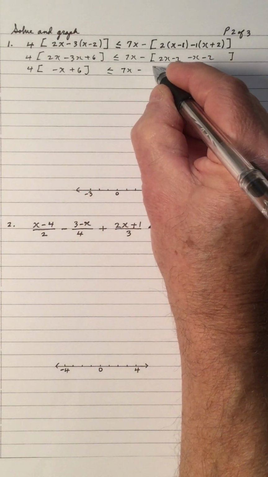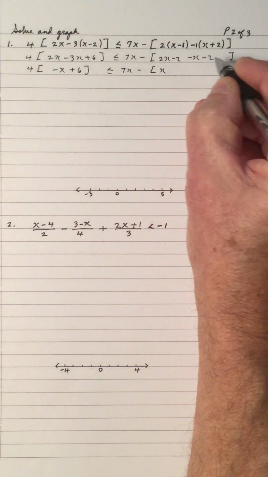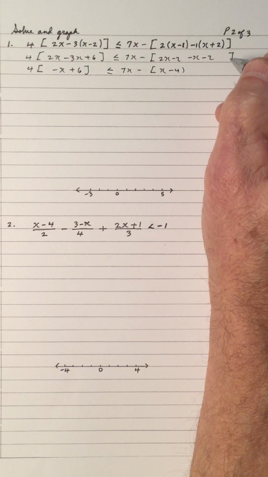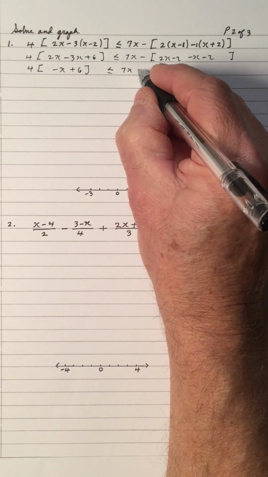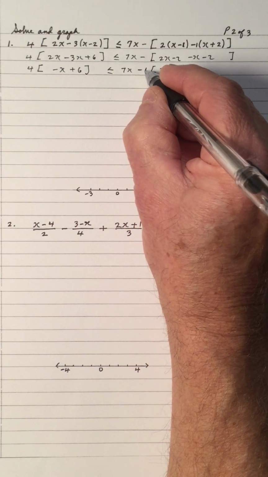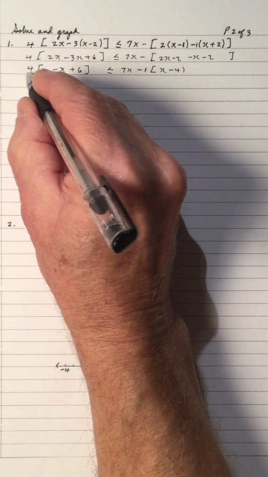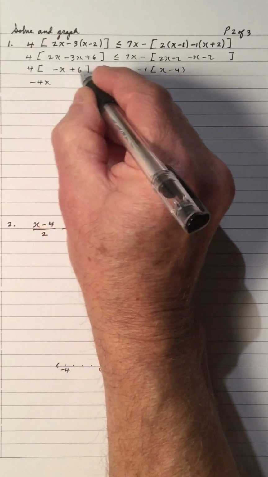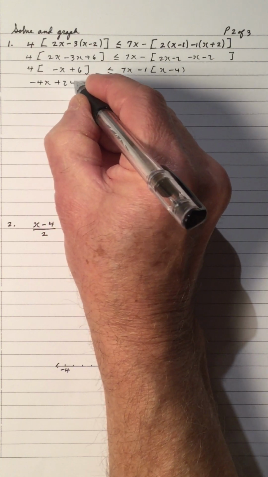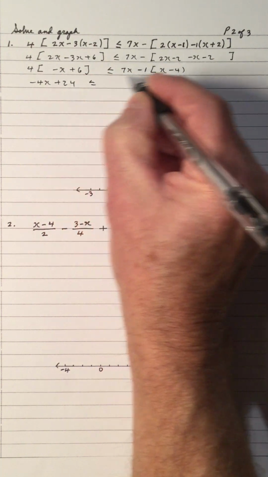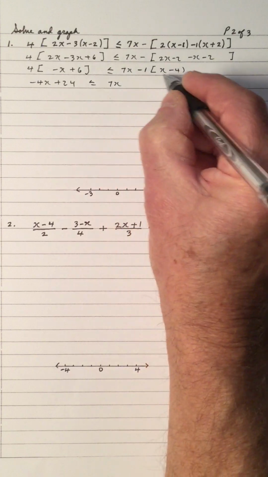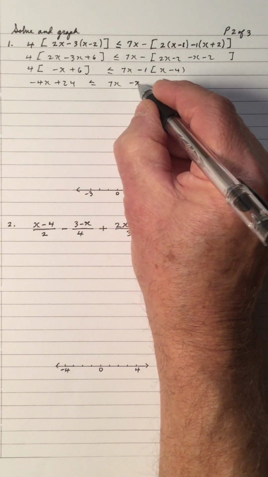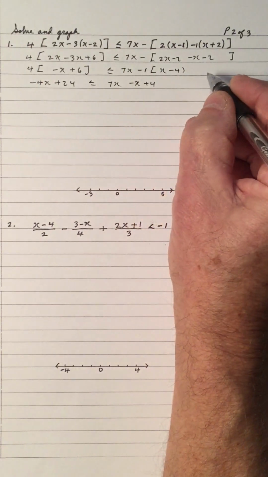And here I get x minus 4. And we'll obey the multiplication, but again this is subtraction, so if I put a 1 here I can treat it as a multiplication. So 4 times negative x, negative 4x. 4 times 6, 24, less than or equal to 7x. Negative 1 times x minus 4 is negative x plus 4.